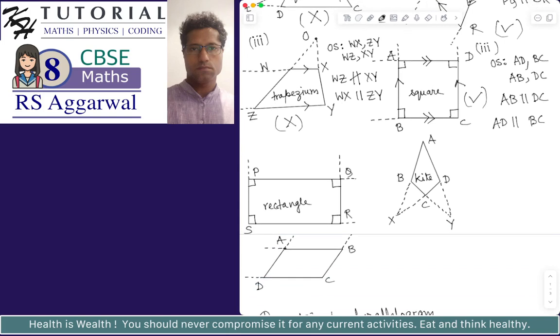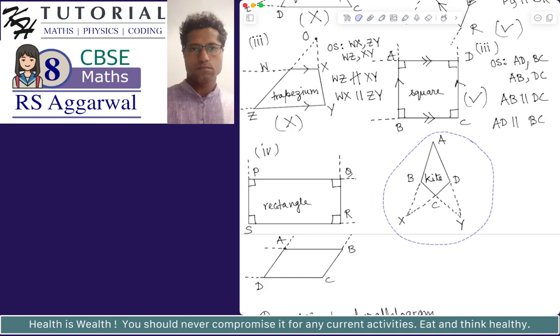The next figure is basically a rectangle. Let me move the other figure to the right side a little bit. In this figure, what are the opposite sides? One pair of opposite sides is PQ and SR. The other pair of opposite sides is PS and QR.